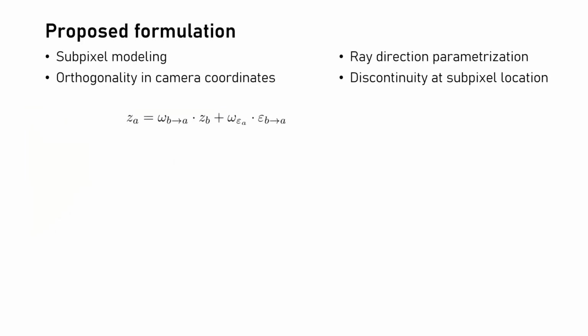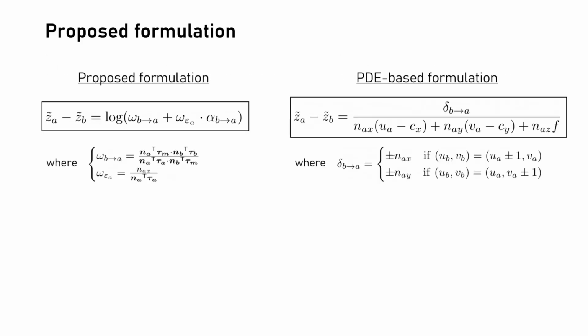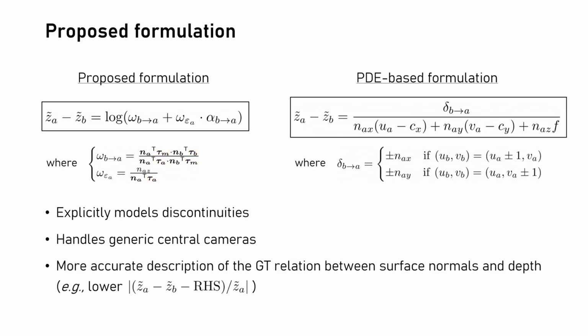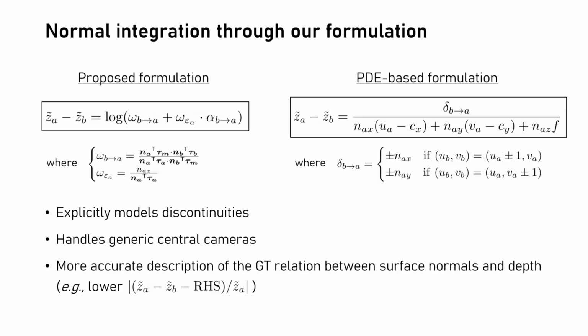From the derived condition, we express the discontinuity in relative terms, rearrange, and take the logarithm of both sides using the positivity of the multiplicative factor. This way, we obtain an additive relation in log space between the depth at neighboring pixels. This relation takes the same form as the previous formulation based on partial differential equations, but with different coefficients and properties. In particular, it explicitly models discontinuities, handles generic central cameras through the ray direction parameterization, and as we find in our experiments, more accurately models the ground truth relation between depth and surface normals.